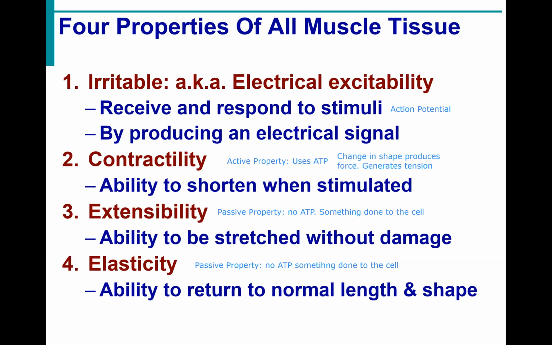So again, remember we talked about there's going to be a neural action potential and a muscle action potential. The neural action potential is where we actually make the decision and send a signal to the muscle cell. Then the muscle cell is stimulated. It's irritated, so we stimulate it. It responds to that stimulus by producing its own action potential.